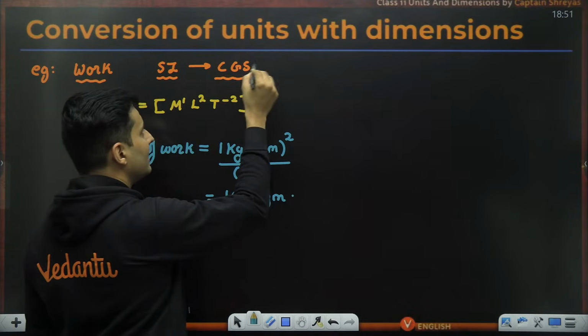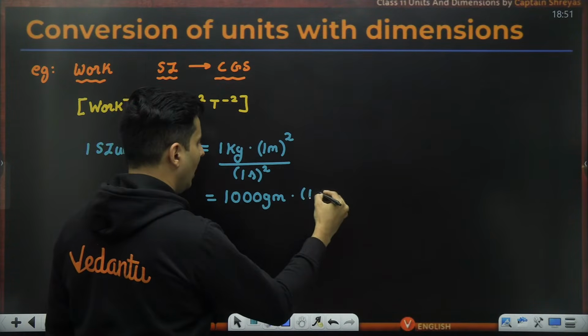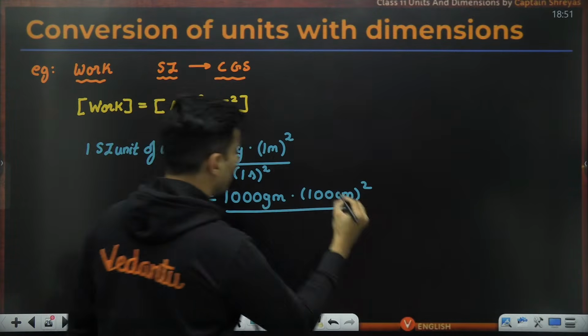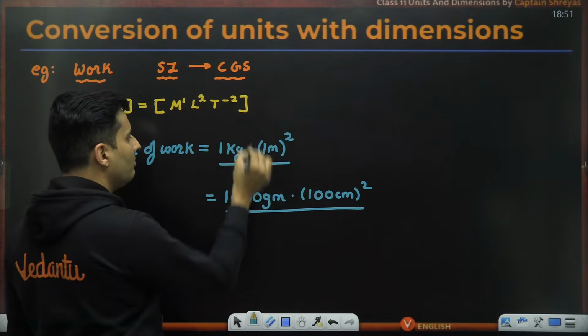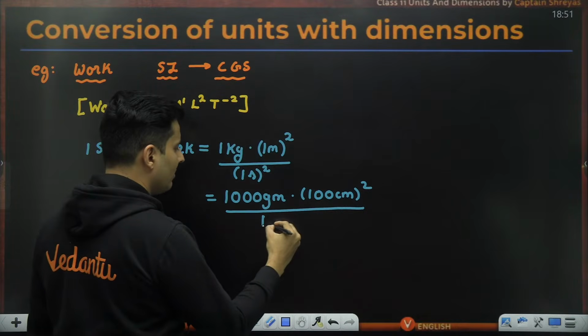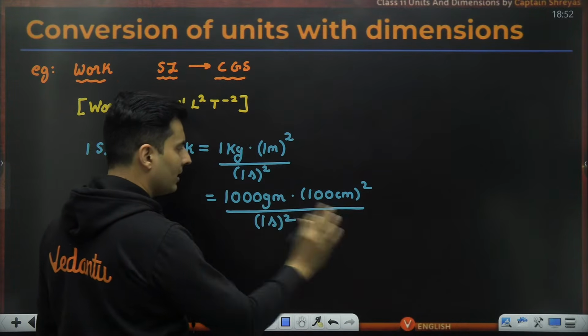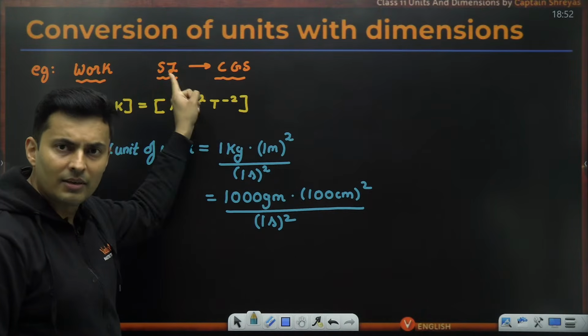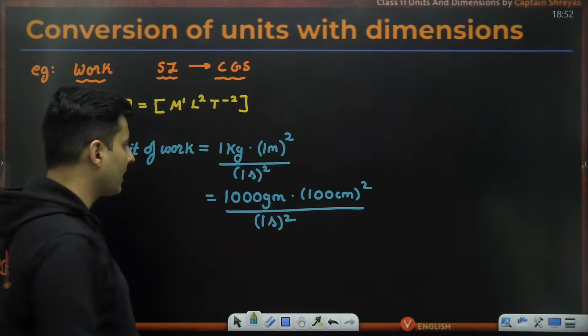1 meter in CGS, centimeters, will be 100 centimeters. Square it because this is squared. And below we have time. Just keep second as second only. Don't do anything with it, because even in CGS, time is measured in second. Even in the SI system, time is measured in second only.